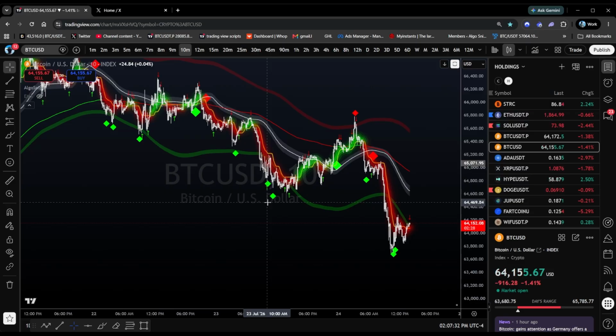I personally like the 1 hour, but I also like the 4 hour and the daily. Those 3 time frames, when I look at them together, will help me to have a bigger picture to understand what I should be doing.